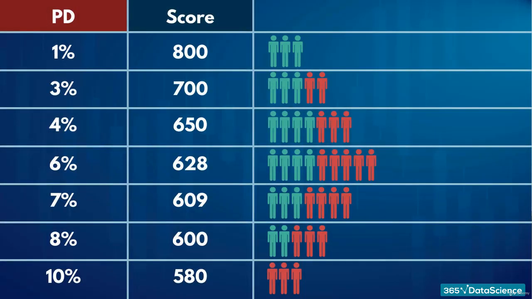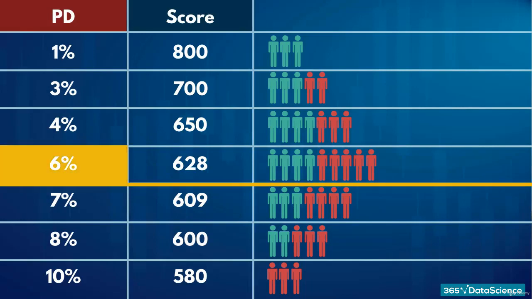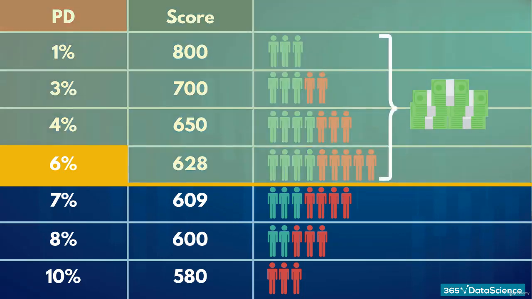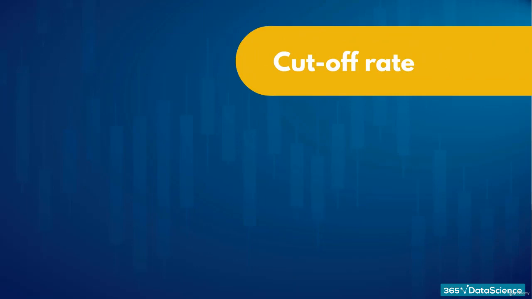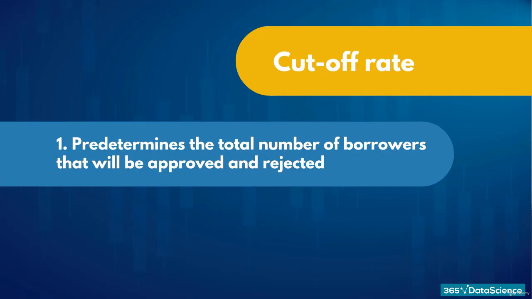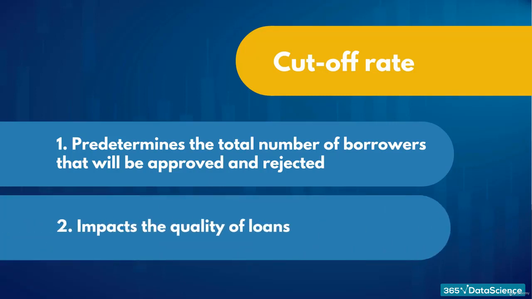If we set a given probability of default as a cutoff, all borrowers with a lower probability of default than the cutoff will be granted a loan. Analogically, all borrowers with a higher PD will be rejected. What is important to realize, though, is that a specific cutoff has two major implications. 1. Once a cutoff is chosen, it predetermines the total number of borrowers that will be approved and rejected. And 2. This cutoff impacts the quality of the loans the bank would grant.